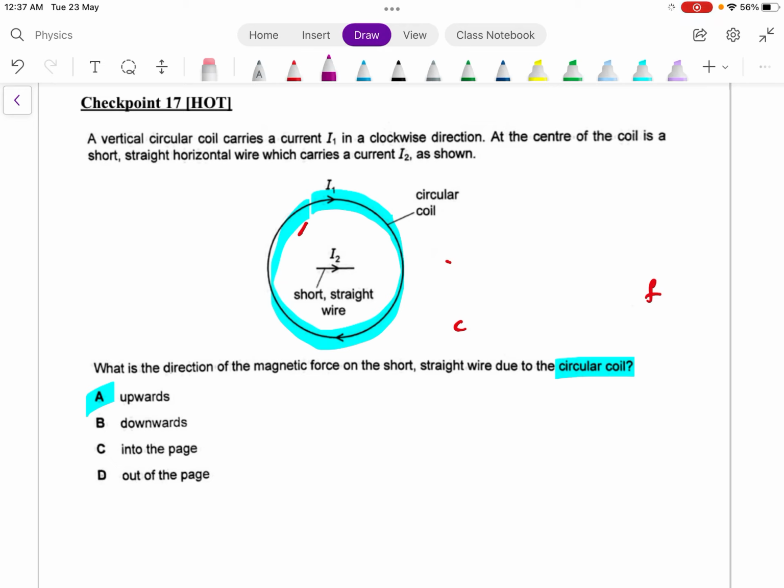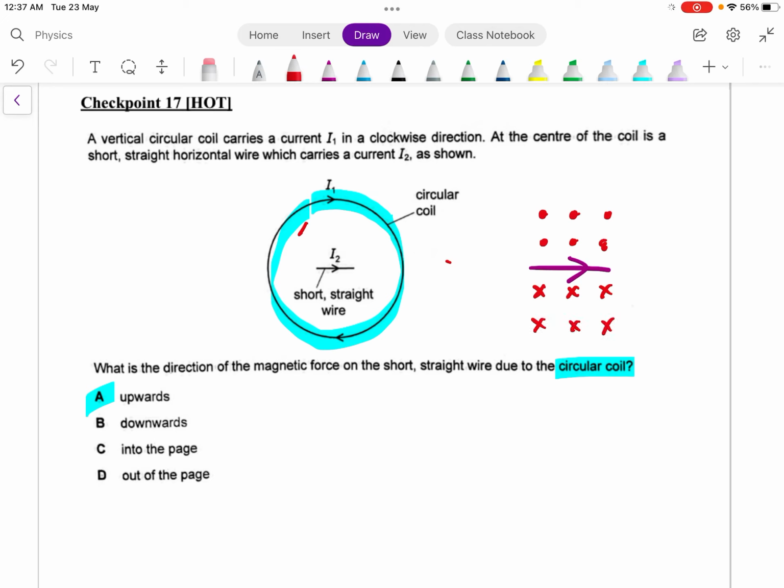If I draw the magnetic field due to the short straight wire, same idea, you use your right hand grip rule. So your thumb points towards the right hand side. What happened is that the top part of the short straight wire, you will get magnetic field out of the paper. So remember, out of the paper is dot. Then next is into the paper: the bottom part of the short straight wire is into the paper.